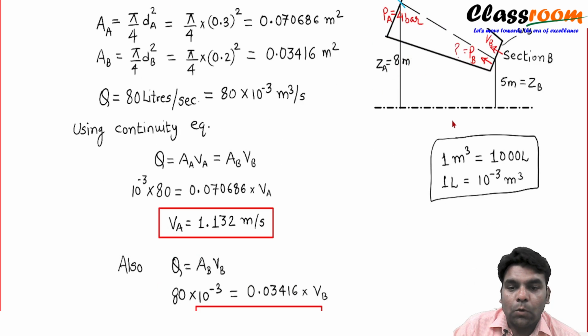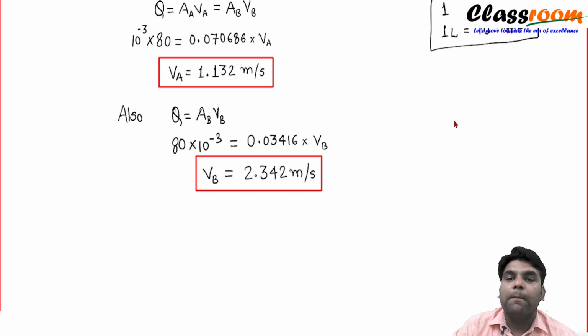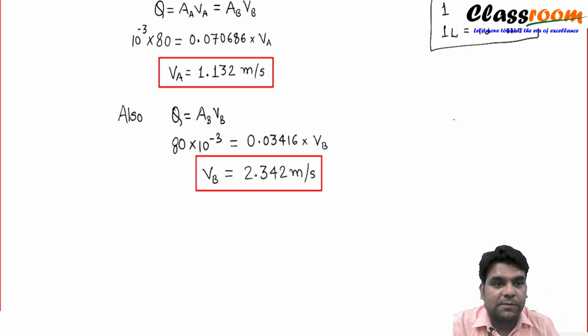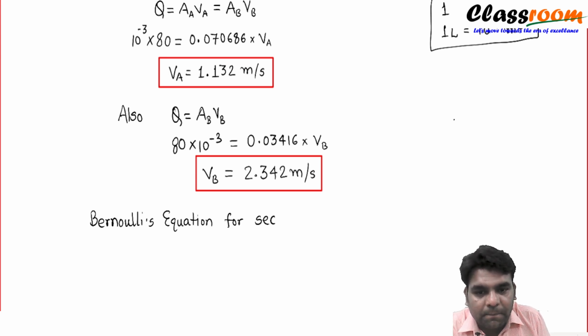Now we can determine the pressure at section B using Bernoulli's equation. It is basically the energy balance between these two sections. So I am going to write the Bernoulli's equation for section A and section B.